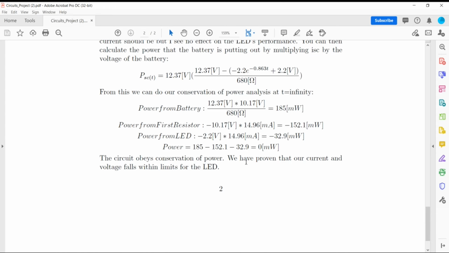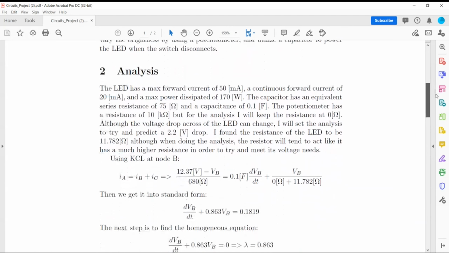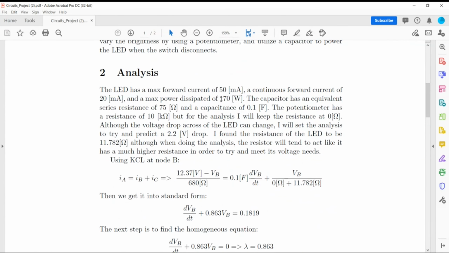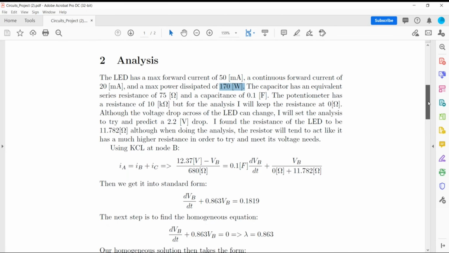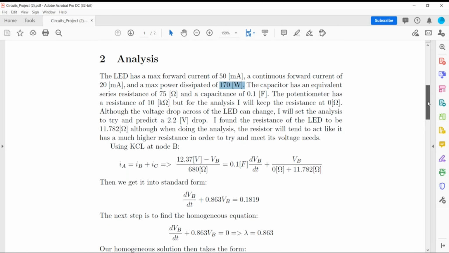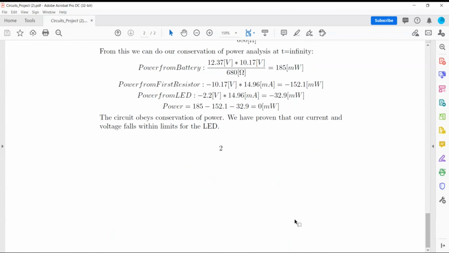One thing that I will note is we saw that the power from the LED is 32.9, and that does not exceed our max power dissipated for the LED, which is 170 watts. The typical continuous forward current for the LED is 20 milliamps. We have about 15 as t goes to infinity, which doesn't affect our analysis too much. And next we will move on to the creation of the circuit.